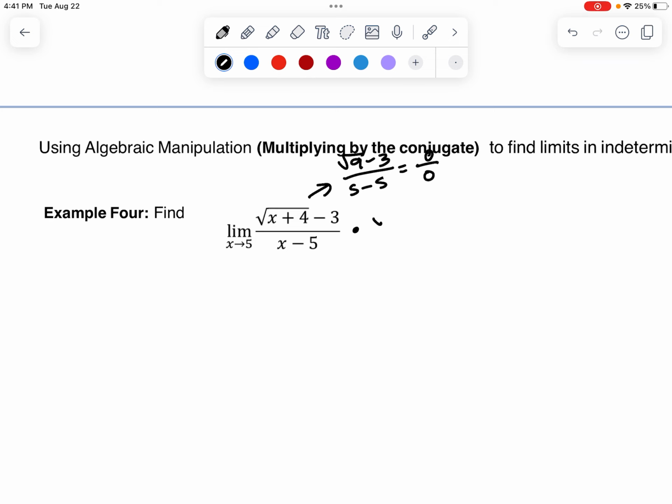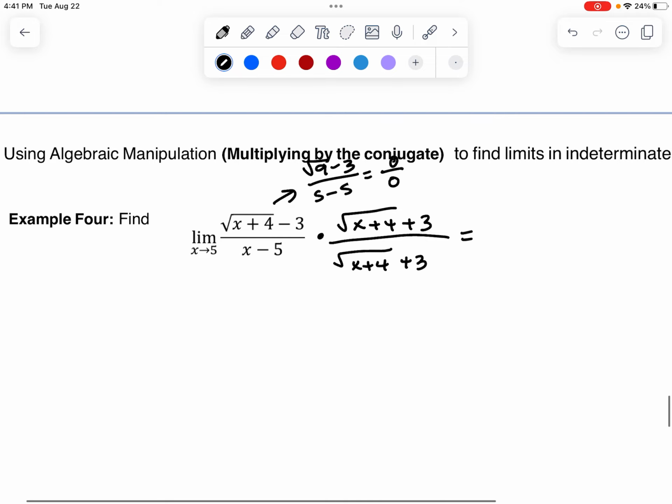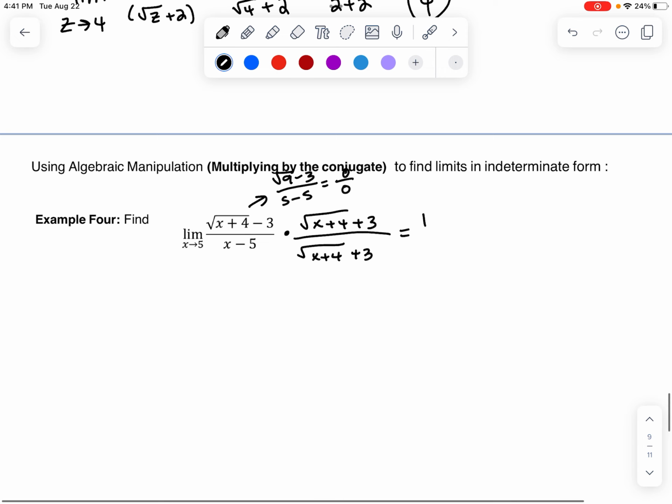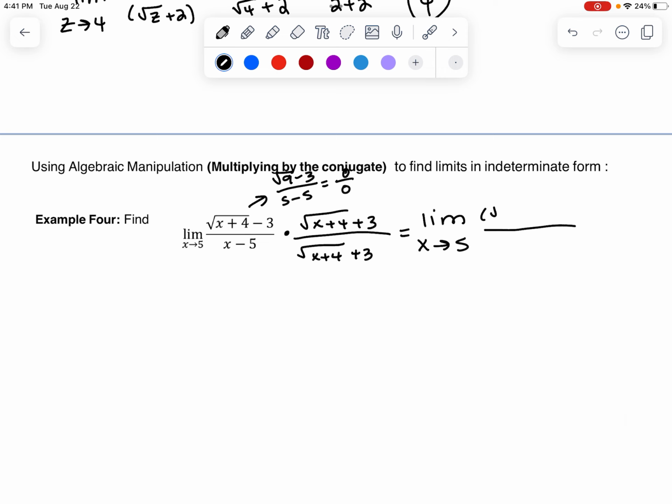So the conjugate of this is the square root of x plus 4 plus 3, and I'm doing that on the numerator and I'm doing that on the denominator because that's basically just multiplying by 1. I'm going to get the limit as x approaches 5 of, I'm just going to write this out in steps. There's definitely a pattern to this if you get the hang of it. So I'm not going to change the denominator at all, but I will change the numerator. Or I'm not going to distribute.